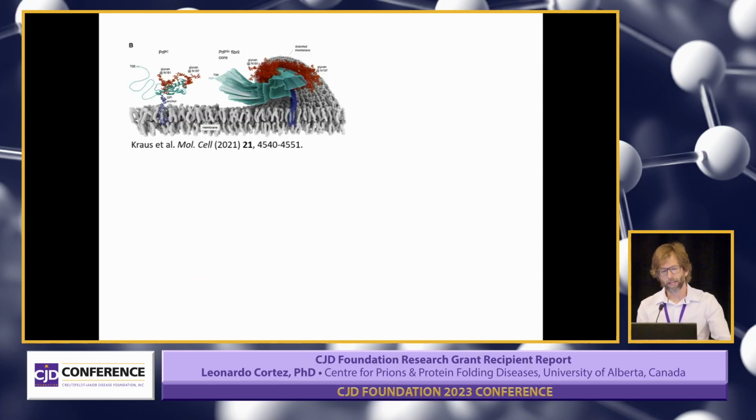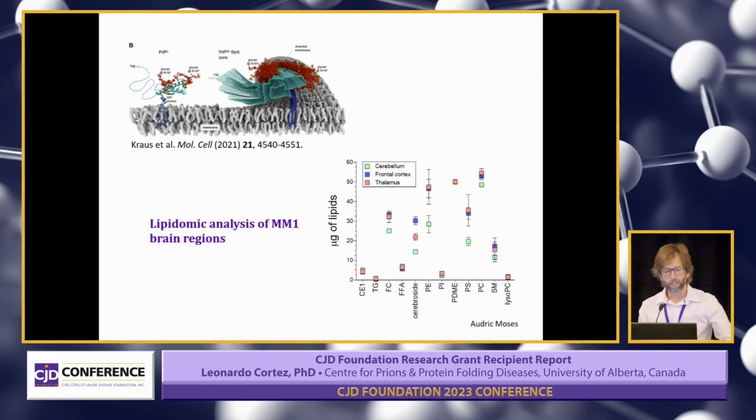And we are also analyzing the lipid composition of the different parts of the brain that have different types of prions. Prion conversion occurs in the cell membrane, and the cell membrane is a very complex structure composed of different types of lipid. So we did the lipidomic analysis, analyzing how much of each lipid is present, for example, in cerebellum, frontal cortex, and thalamus of patients with sporadic CJD, and try to correlate this difference in lipid composition with the different types of prion that we are seeing.